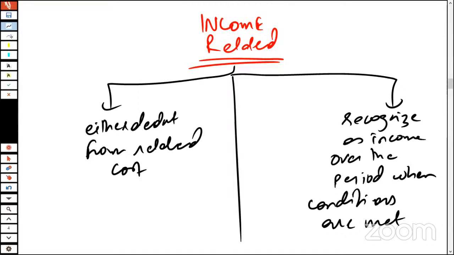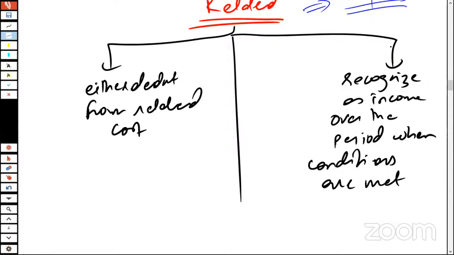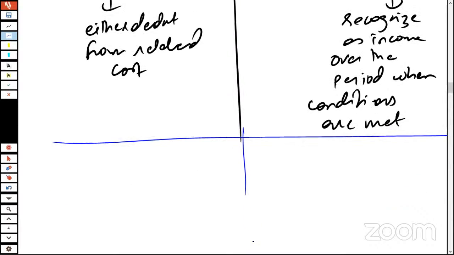Now, I gave you an example also that, for example, there is a hospital in an area which the government has constructed, which the government has built up. And the government wants somebody to operate that hospital. The government has said that anyone who is going to operate the hospital, we are going to reimburse to you an X amount of money from whatever expenditure that you incur. So that is going to be considered as an income related grant. So how would you do it? Either deduct it from the cost of the related asset.